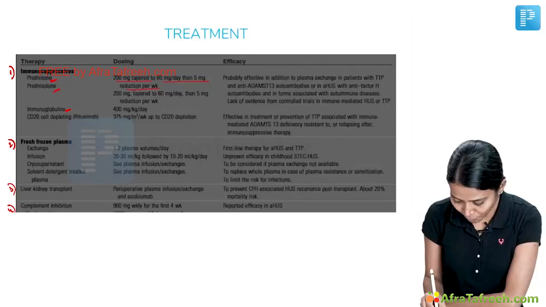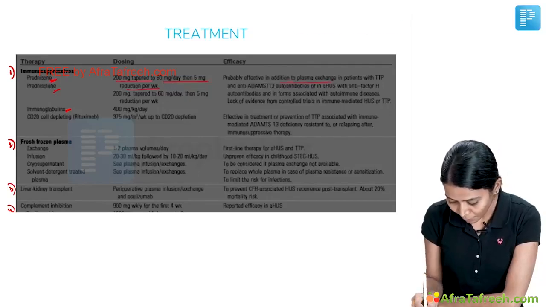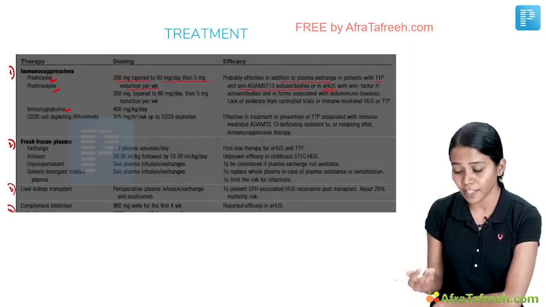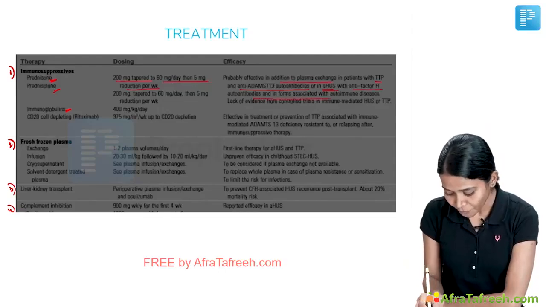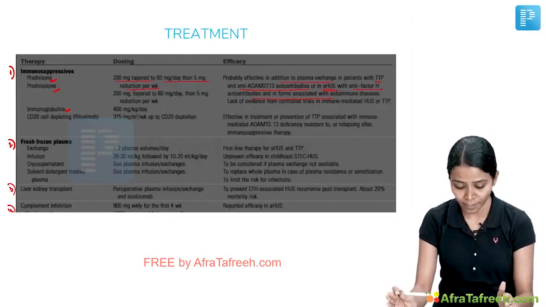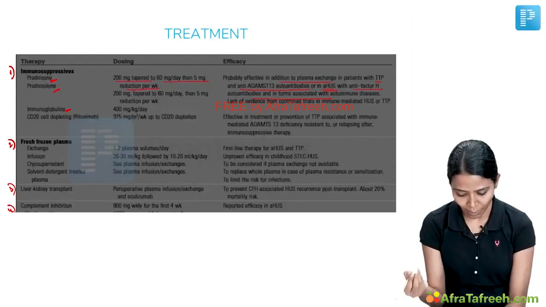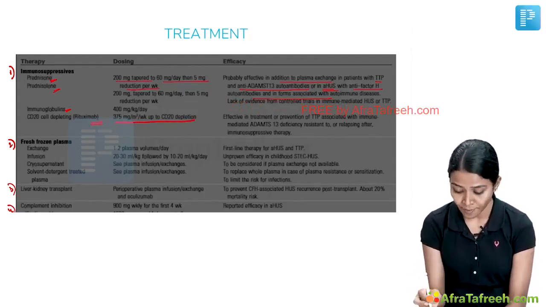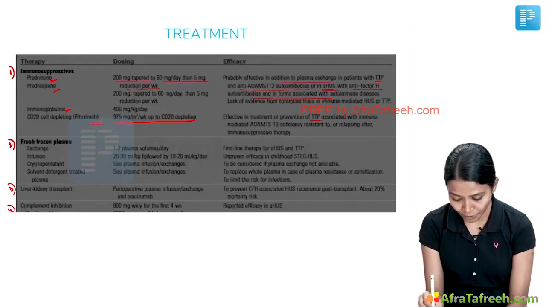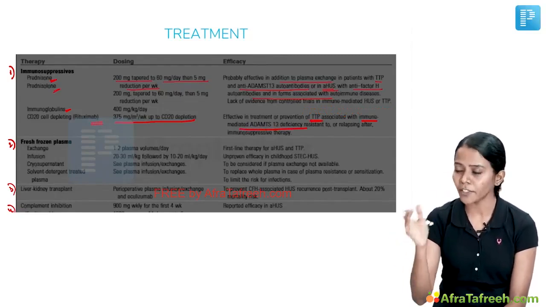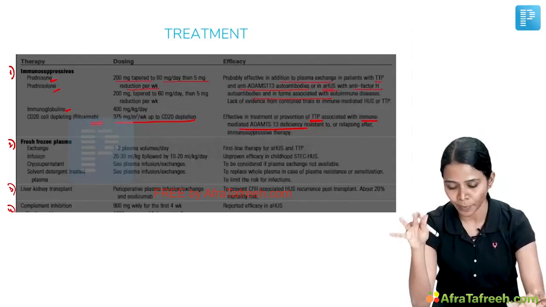So, how it works is, it is probably effective in addition to plasma exchange in patients with TTP and anti-ADAMTS13 autoantibody, or in HUS where there is anti-factor H autoantibody. Okay. So, whenever it is an antibody mediated disease, that is when this is going to be important. Next is immunoglobulins, or IVIG, which is the same. Next, rituximab, which can be given at a dose of 375 mg per meter square per week until CD20 is depleted. It is effective in the treatment or prevention of TTP associated with immune-mediated ADAMTS13 deficiency. Okay. So, wherever there are antibodies, immunosuppressors can be tried.